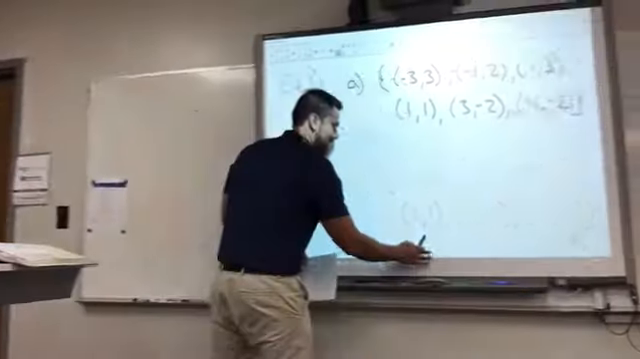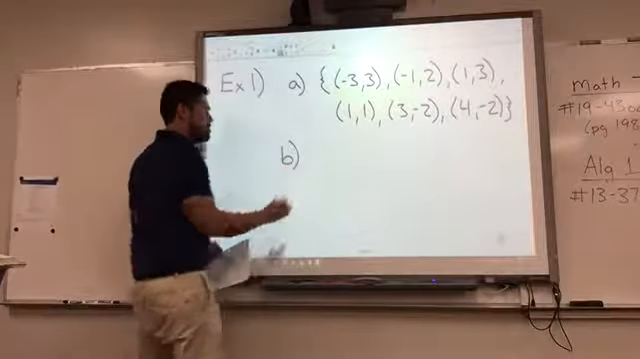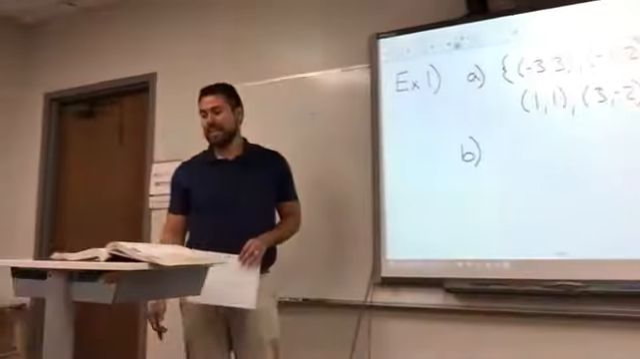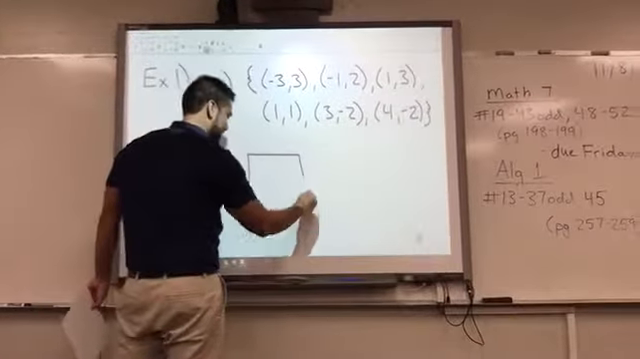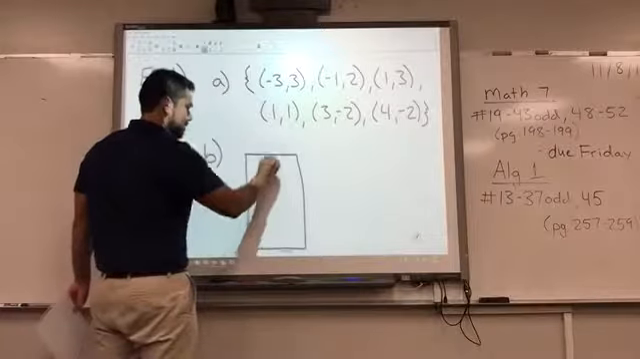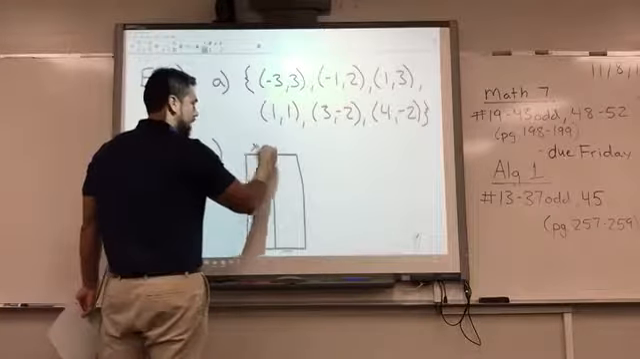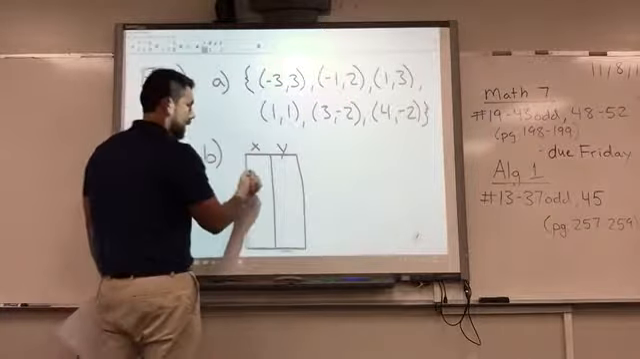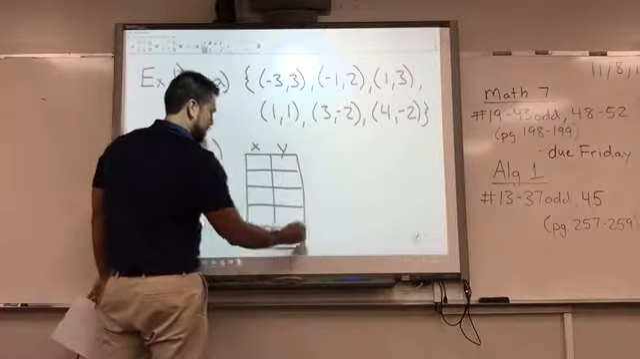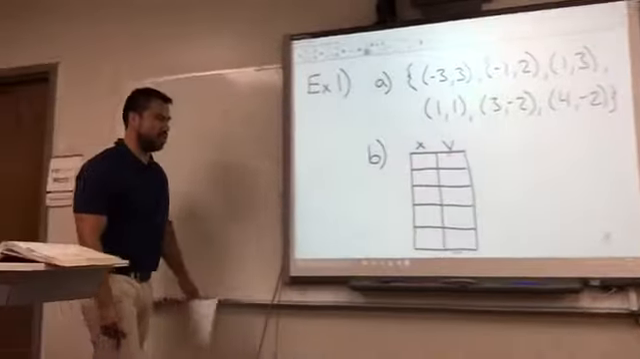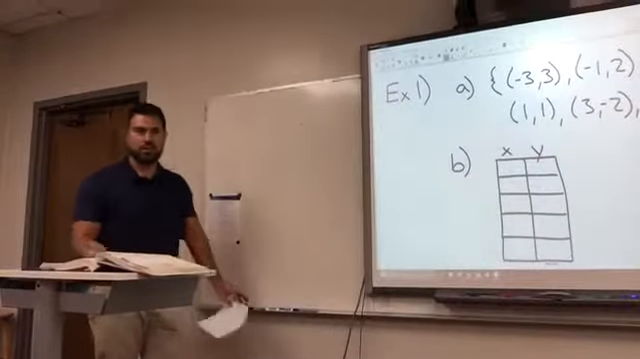What's B asked me to do? Make a table. Okay, so a table. Man, these tables, I really like them. So you're going to make 2 columns. You're going to have an X column and a Y column. And I believe what I normally do is I just start drawing the little rows and hope that's enough. If I need more, I just draw another set of boxes.